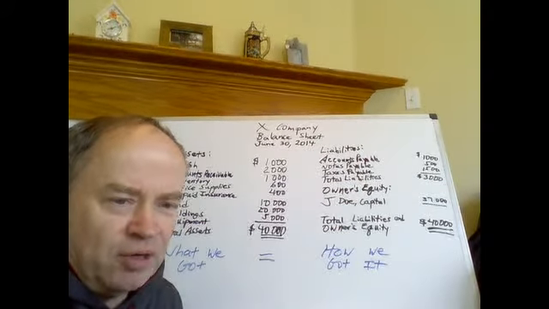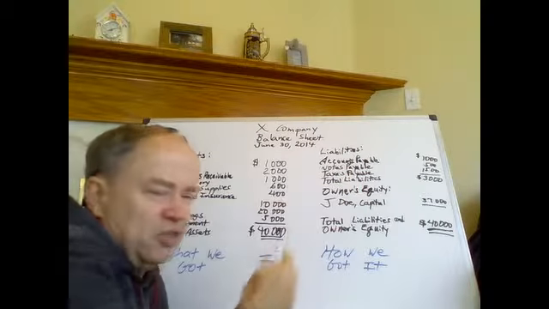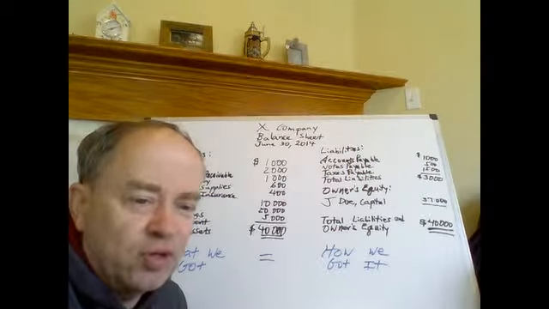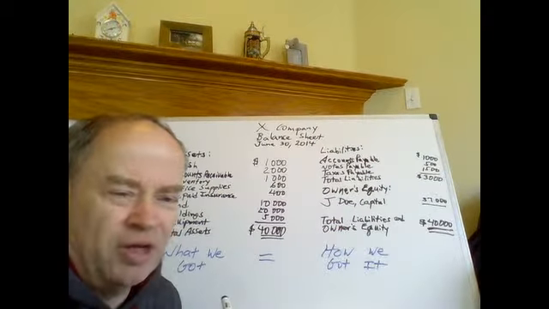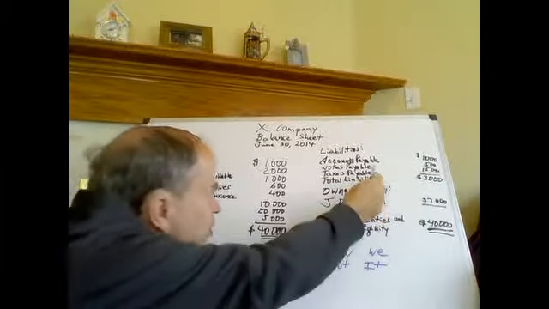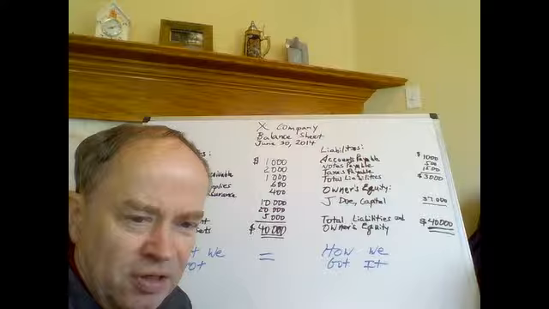Where are you likely to make mistakes? Putting revenue as an asset, putting expenses as a liability. Where else are you likely to make a mistake? Taking the receivables and putting them on the income statement as a revenue, taking the payables and putting them on the income statement as an expense.